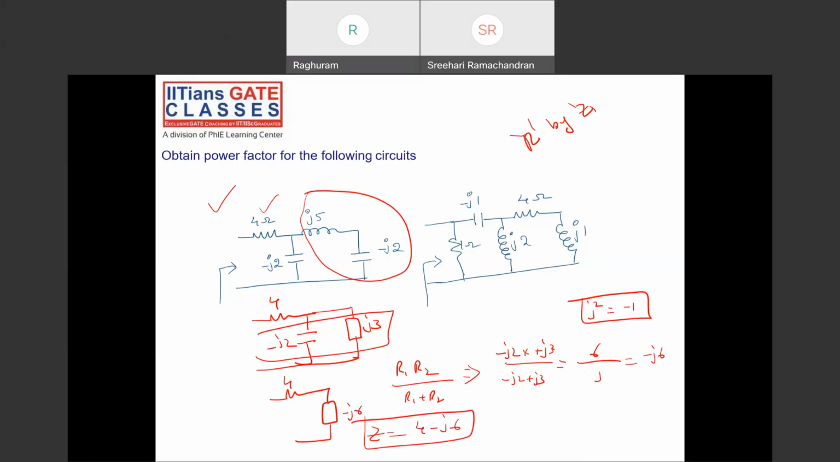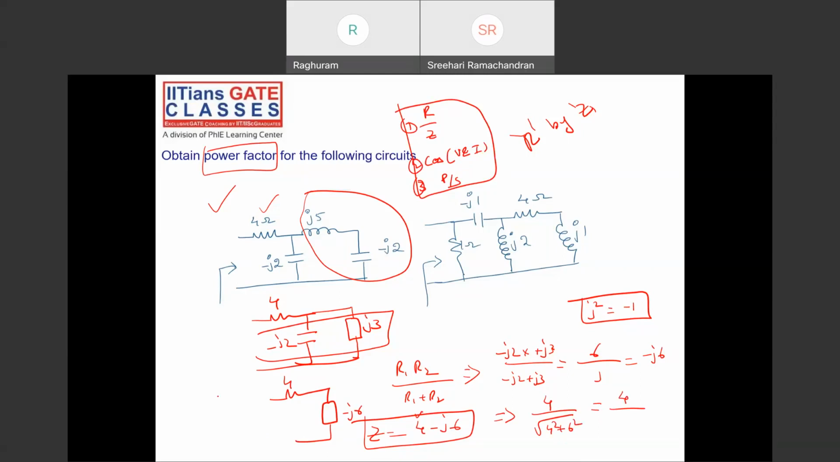So how do you define power factor? Power factor is the ratio of R by Z, cos of the angle between V and I, or P by S. 3 definitions. Always remember 1, 2 and 3. So this is R plus J, R minus JXL, right? So this is R, which is 4 by under root 4 square plus 6 square. What is the value? 4 by 36 plus 16.